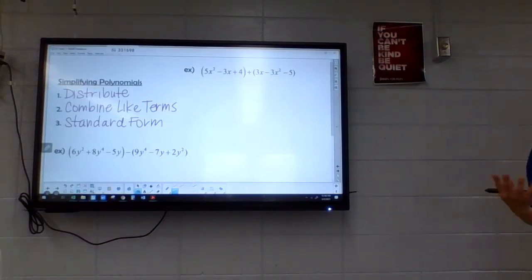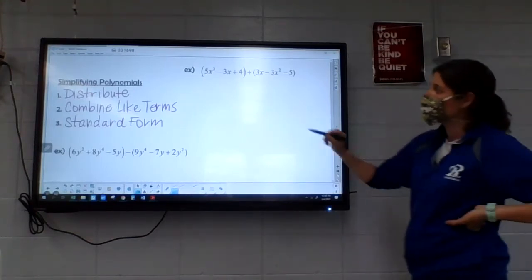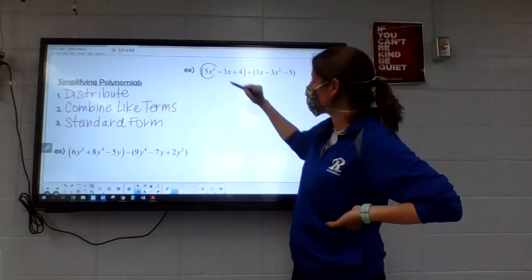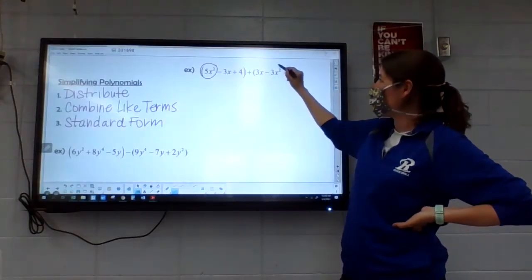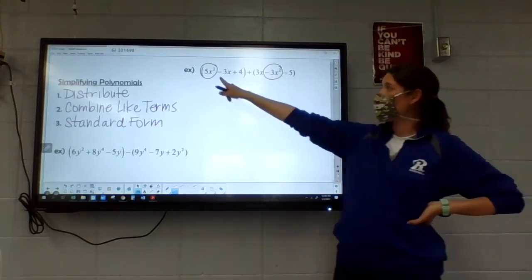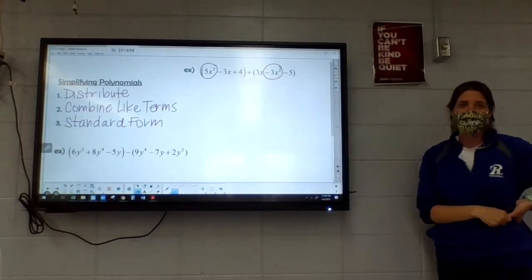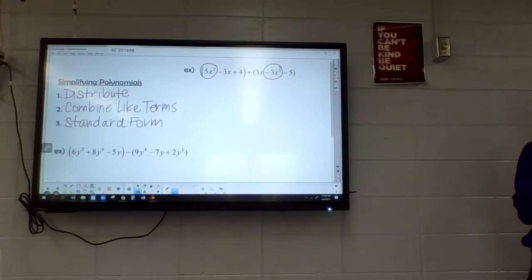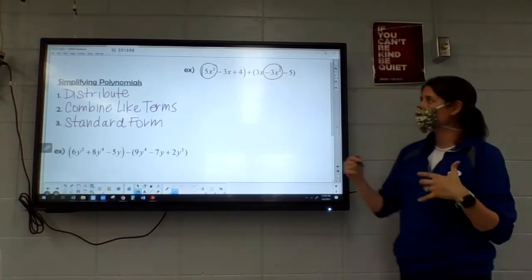So which one do you think I should start with up here? Which term should I start with? The 5x squared and the 3x squared. Yeah, so the like terms here are 5x squared, and now I'm going to circle the negative, because that negative is with it. So it's 5x squared minus 3x squared, 2x squared. Yep, so you add, or subtract, the coefficients, and then leave the variables.